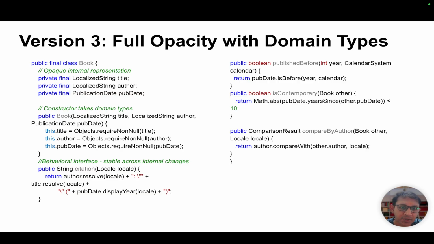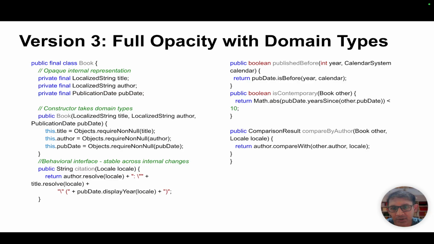Version 3 shows full opacity with domain types. Now we use localized string for the title and author, and publication date for the publication date. The constructor takes domain types, not primitive types. The behavior interface is stable across internal changes.